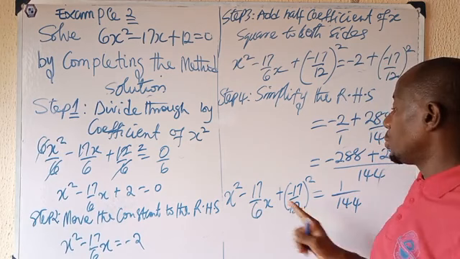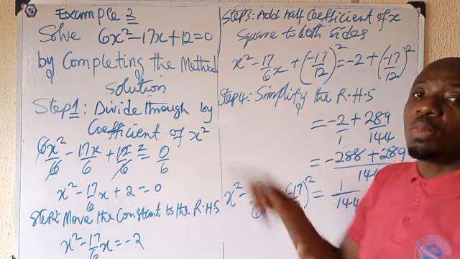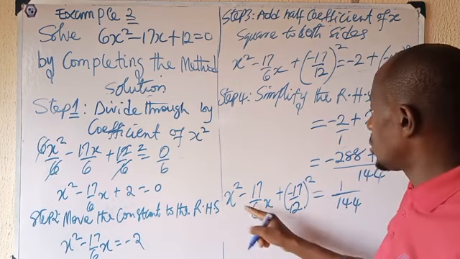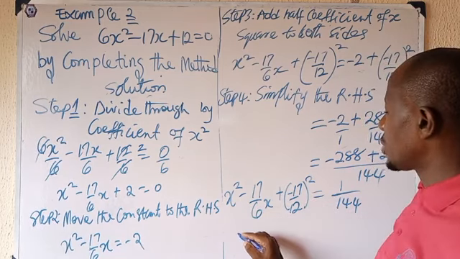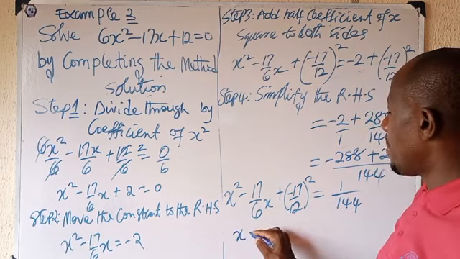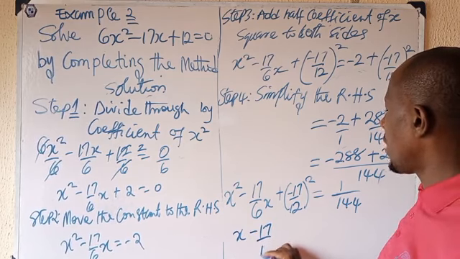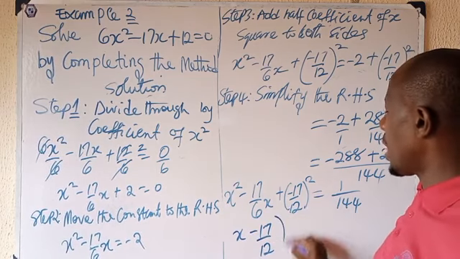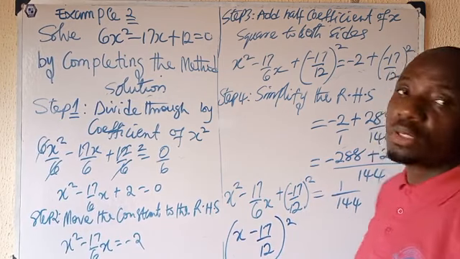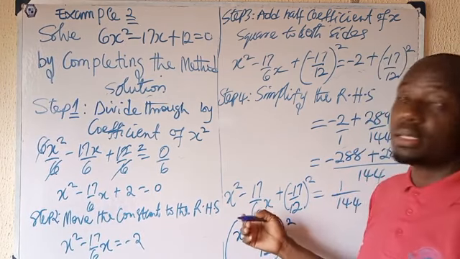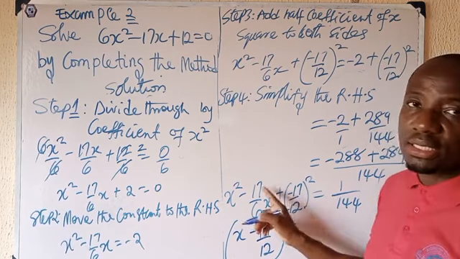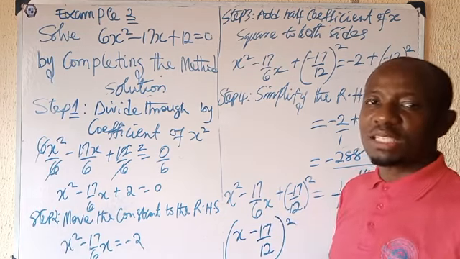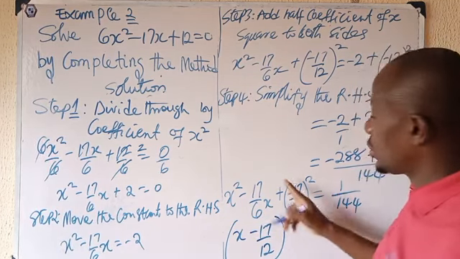So bring the two terms together and take their common square. Right? So this is x. This is minus 17 over 12. So we bring them together. x minus 17 over 12, and since there is a square attached to them, squared. So that is how to factorize this. It means that if you expand this, you will get exactly this.